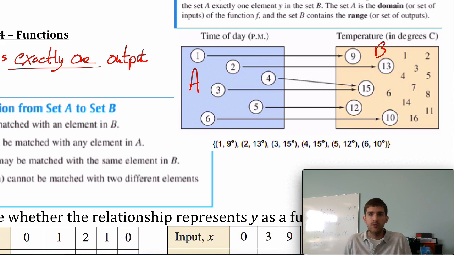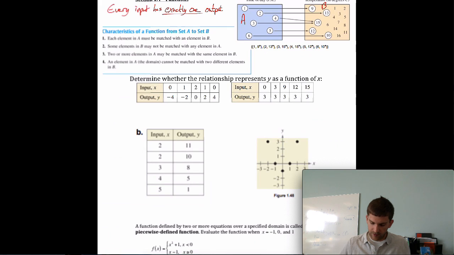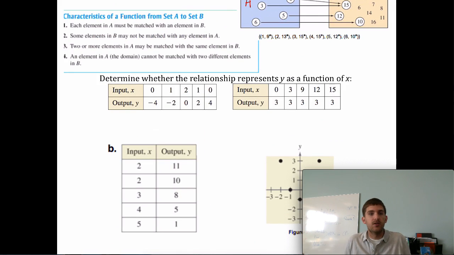So like at 1 p.m. it was 9 degrees, 2 p.m. 13 degrees, 3 and 4 p.m. was 15 degrees. We didn't measure the temperature where it hit 14 degrees, between 13 degrees and 15 degrees. We didn't measure that, and that's okay. We don't have to use every temperature. Like, we're also not using 100 degrees Celsius because that would be stinking hot and it would literally be boiling out. We're not using every temperature, but we are using every time of day. Now, down below here, we've got 4 examples that I want you to take a look at, and I want you to determine whether each is a function or not.